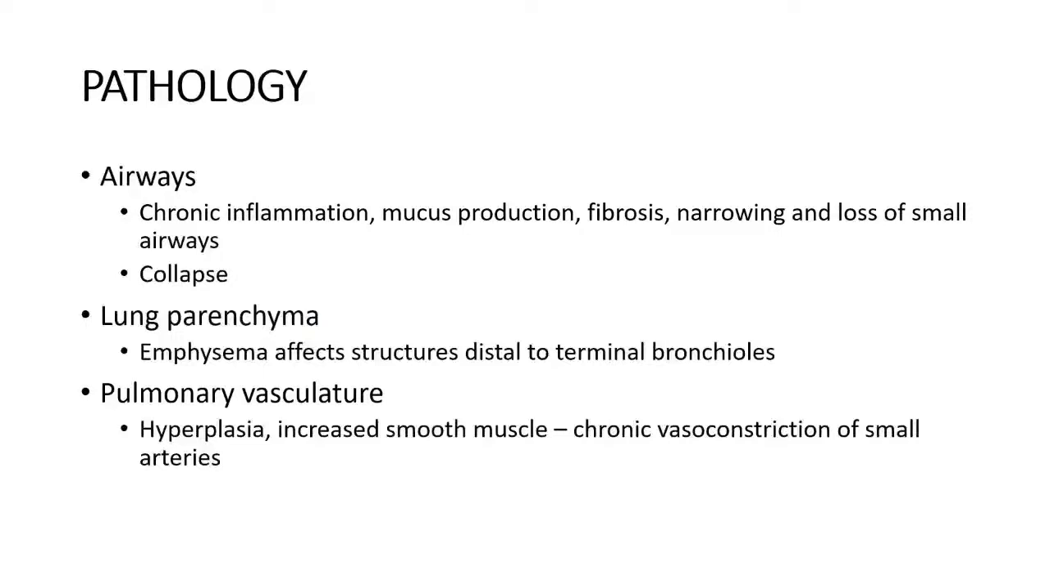So again, we're talking about the airways: chronic inflammation, mucus production, fibrosis, narrowing and loss of the small airways, and collapse of the airways. The lung parenchyma, meaning the actual lung tissue, the functional part of the lung, is getting destroyed. Pulmonary vasculature and smooth muscle change. There's a reason I put that anatomy early on: not only does this affect the lungs, it affects the heart as well. And if it's starting to affect the heart, it's going to affect the kidneys. You can see how this sequela of disease starts to occur in somebody who's probably not compliant.